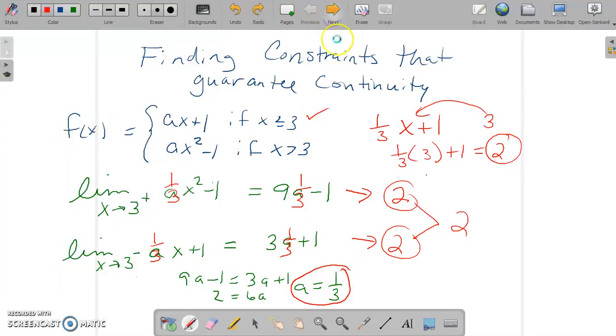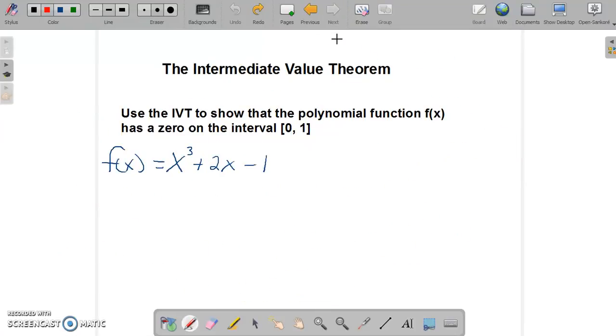The other thing I want you to look at in this section is called the intermediate value theorem, okay? It's on your sheet if you want to look at the formal definition, but I'm just going to explain it with an example, and I think it'll make a lot more sense. We're going to use this theorem to show that the polynomial function f of x has a 0 on the interval 0, 1.